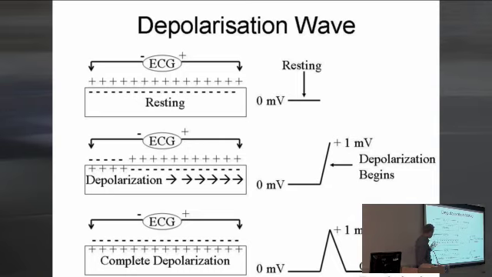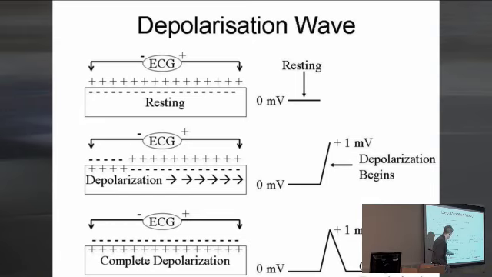When the myocardium starts to depolarize, this wave sort of starts to spread across the myocardium, doesn't it? So now you've got positive charge on the inside, but negative charge here, and a positive charge all the way here. So now this positive electrode has a more positive voltage than this one. So you're starting to see a positive deflection. Okay? As this travels across, it gets to about here, and then it's going to peak, isn't it?